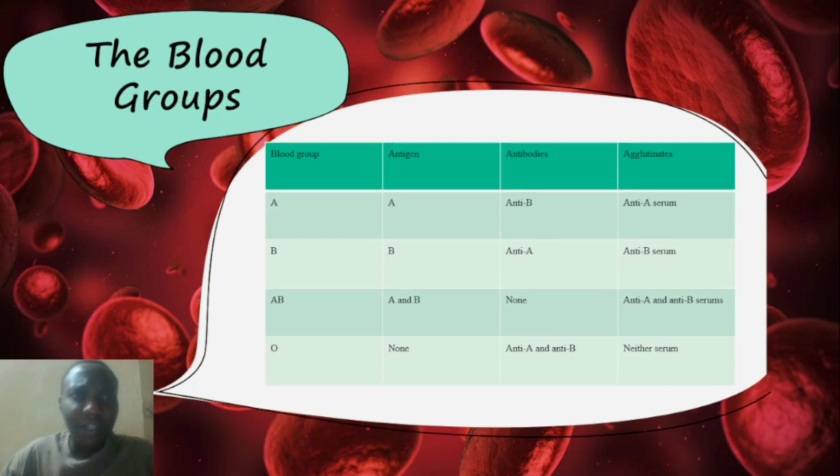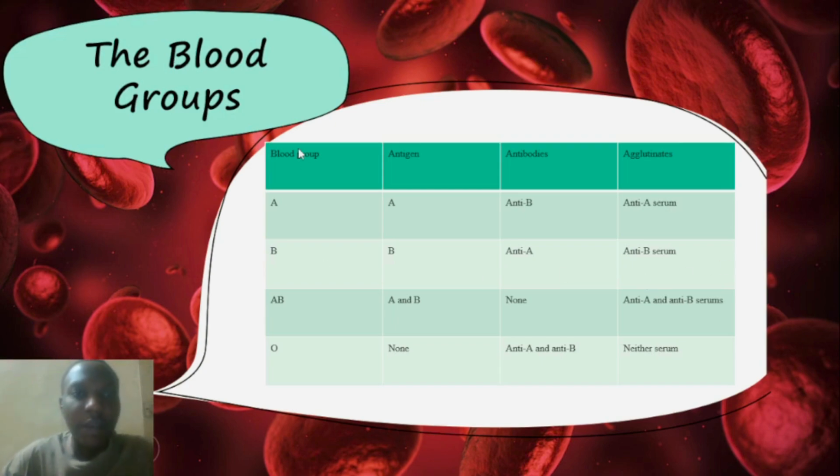Moving on, let's see the blood groups. Here is the table that shows these blood groups. The first column is the blood group, the second is the antigen, then the antibodies, and then the agglutinates. For blood group A, the antigen is A, the antibodies are anti-B, and the agglutinates are the anti-A serum. For blood group B, the antigen is B, the antibodies are anti-A, and the agglutinates are the anti-B serum.